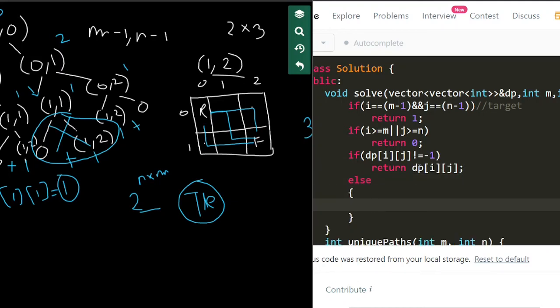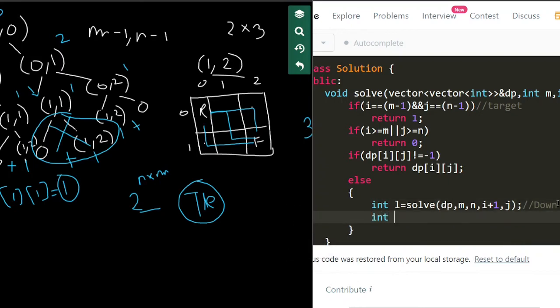Else, we're going to have a variable, let's name it l. Now we can either move down or right, so we need to write those. We need to pass the parameters dp, m, n, and i plus 1. This is the call for when the robot moves down. So this is a down operation that we are performing over here.